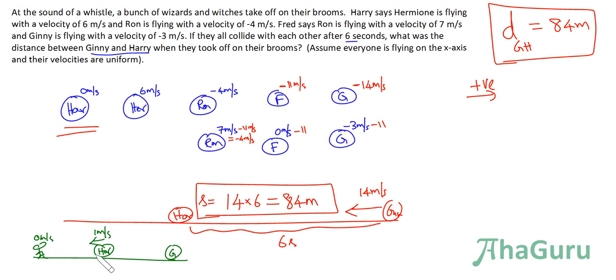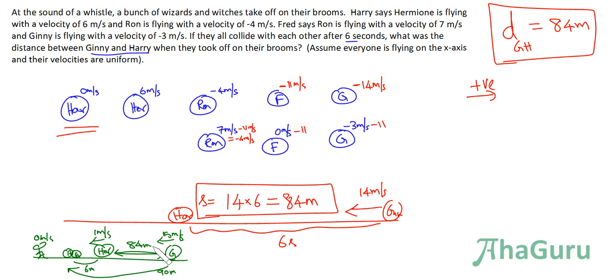Then clearly, since Harry said Ginny is moving with minus 14 and Harry himself is minus 1, you have to add a minus 1 to Ginny's velocity. Ginny's velocity becomes minus 15, or she is moving 15 meters per second that way, right? So then they won't collide here. Harry would basically be here when Ginny comes and collides with him, right? Harry is also moving for 6 seconds, so he moves 6 meters, and Ginny is going to move 15 into 6, which is 90 meters. If they have to collide, the gap between them in the beginning must be 84 meters.